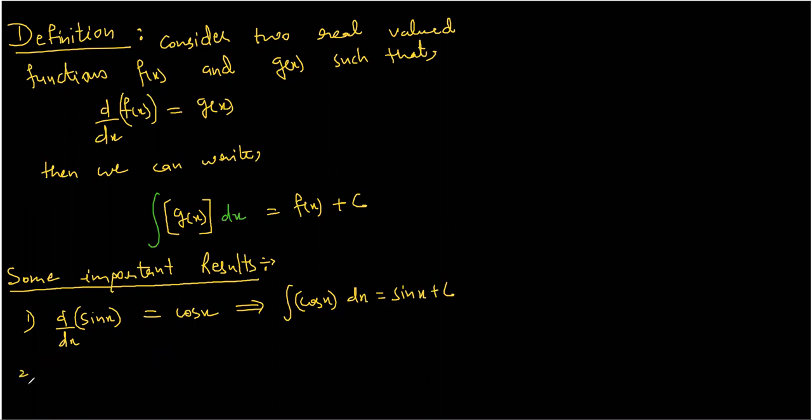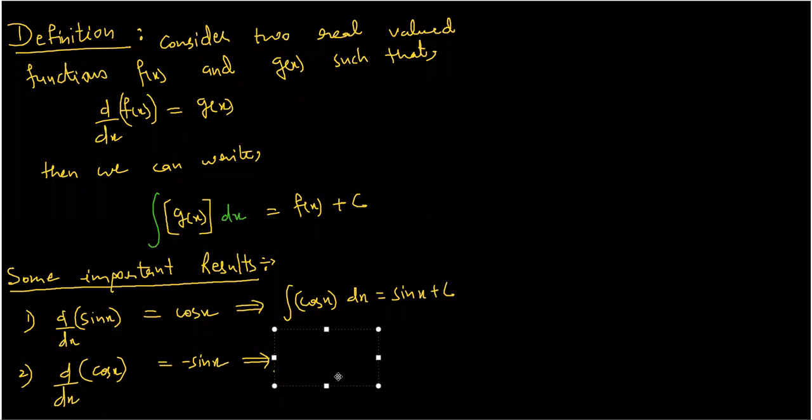Then second, d by dx of cos x is equal to minus sin x. Now students, derivative of cos x with respect to x is minus sin x. So if I continue with this, I will get integration of minus sin x. But I don't want integration of negative of sin x. I want integration of sin x.